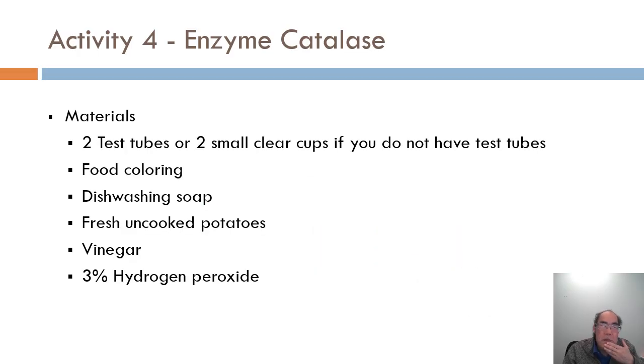And you will need to use potatoes. Potatoes contain lots of catalase enzymes. You'll need some food coloring, some dish soap, and what we'll do is we will determine the effect of vinegar on the catalase enzyme. And you'll also need some hydrogen peroxide for the catalase to convert to oxygen and water.